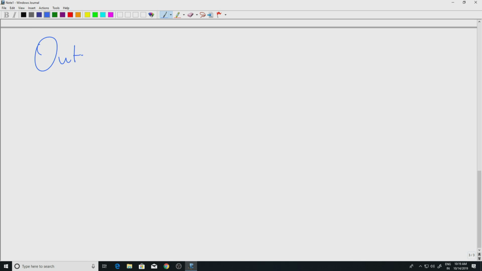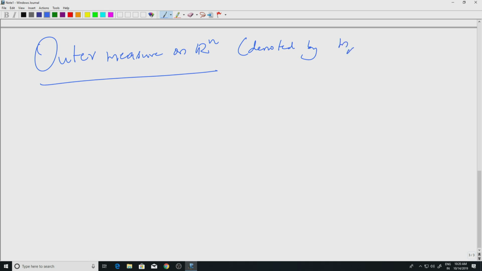Okay, so outer measure on Rn. This will be denoted by m star. This is a standard notation we will use, m star. So how is it defined?